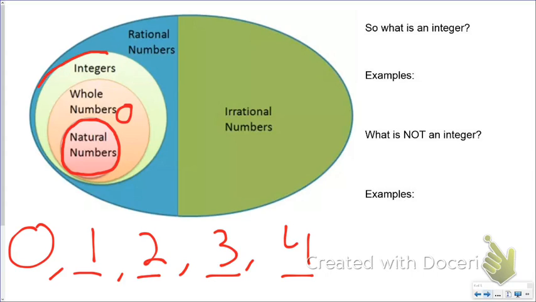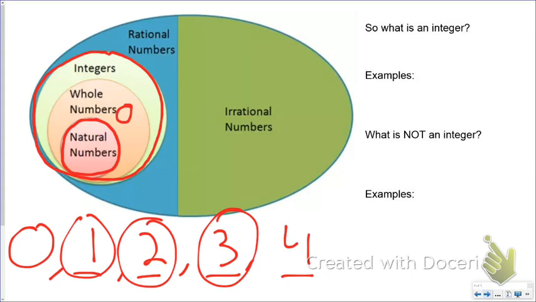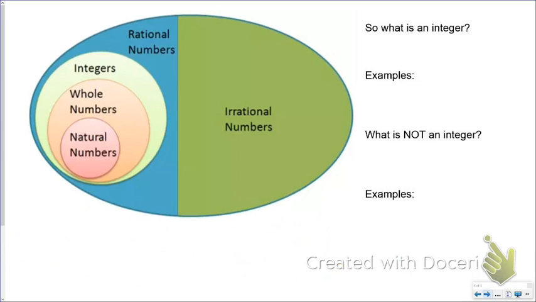So integers are all of those whole numbers, like 1, 2, 3, 4, etc., and their opposites. So what is the opposite of 1? -1. What is the opposite of 2? -2. And on and on.